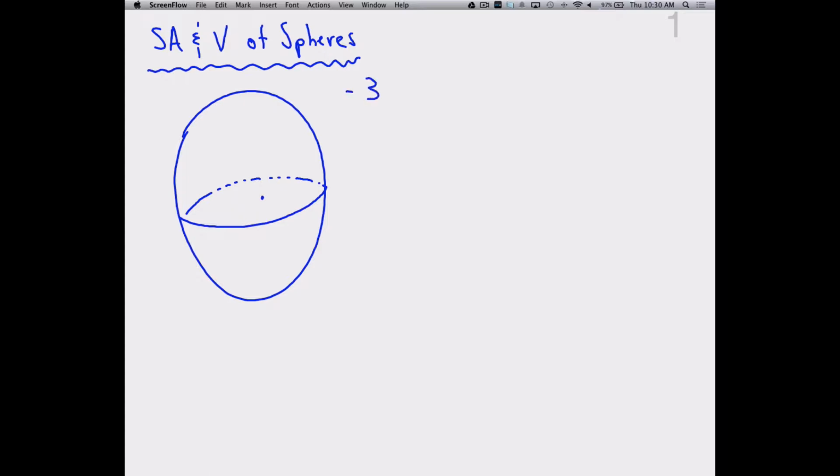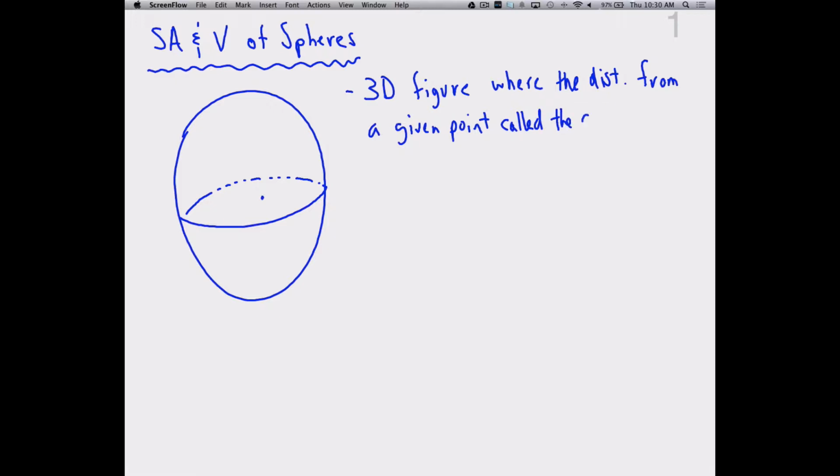A three-dimensional figure where the distance from the center, let's say it fancy, from a given point called the center, to any point on the figure is equivalent.